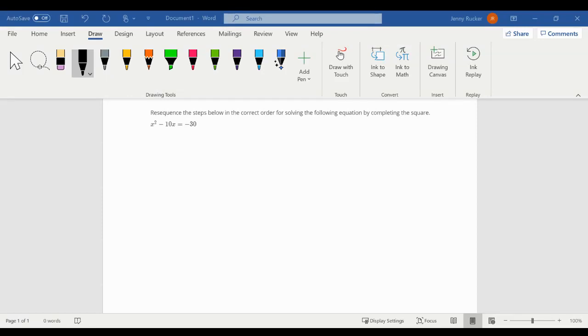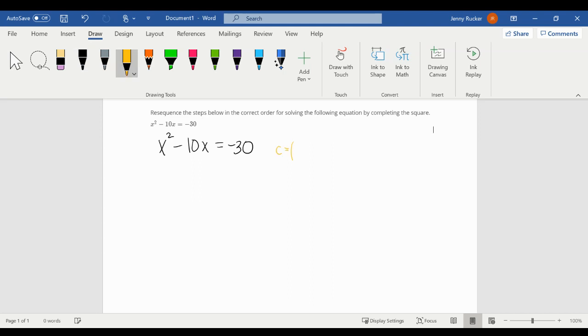Problem, we are asked to resequence the steps in the correct order to solve by completing the square. So our equation is x squared minus 10x is equal to negative 30. So the first thing we need to do is find our new c value in order to complete this square.